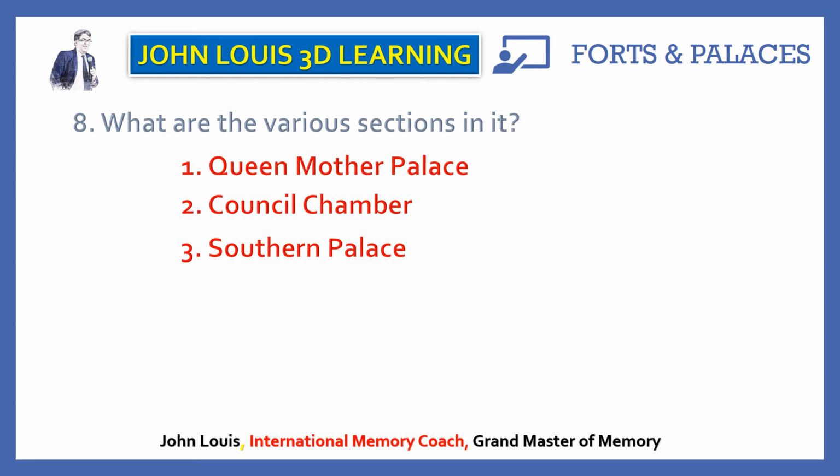So you can easily remember: in the southern part of India there is Kanyakumari, am I right? Therefore Southern Palace. There is a council member, so Council Chamber we can easily remember. And who is that member? Queen Mother. So therefore it is called Queen Mother Palace. You can easily remember these three names by asking questions like this, by visualizing, by creating a mental movie like this. So these are the various things you need to learn about Padmanabhapuram Palace.